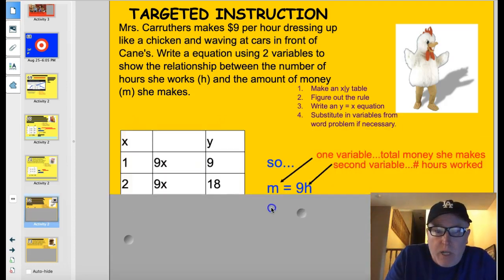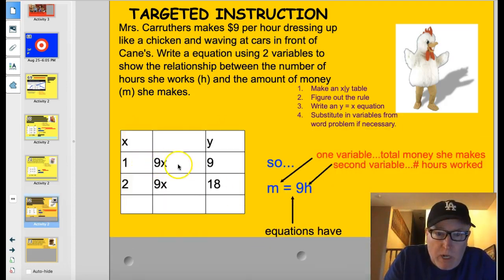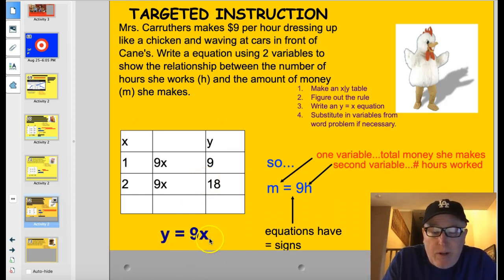All right, well, here's what I came up with. My little table. If she works 1 hour, $9. 2 hours, 18. I didn't feel like I needed to go any further than that because I could already kind of figure out that the y is equal to 9x. So I'll go up and substitute their variables in. So the money she makes, M, is equal to 9 times the number of hours she works. Once again, equations have equal signs.